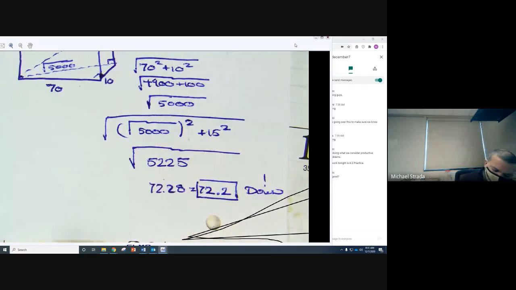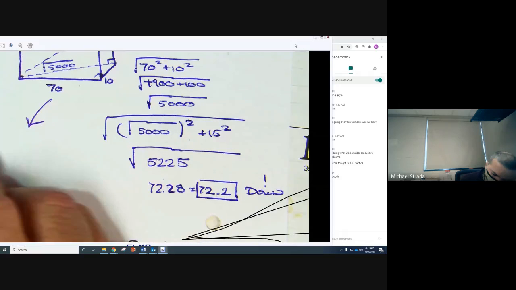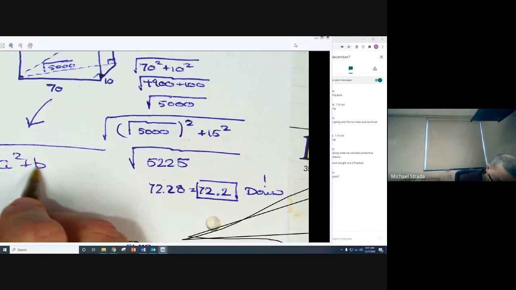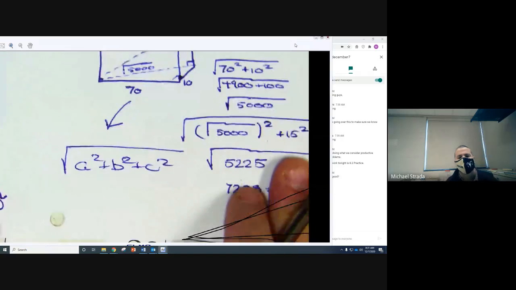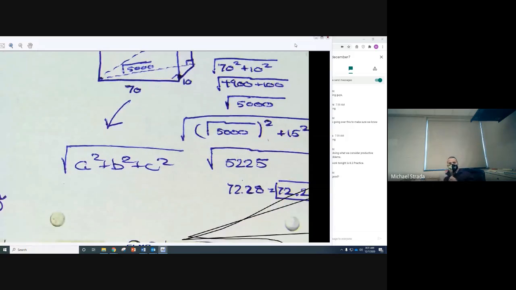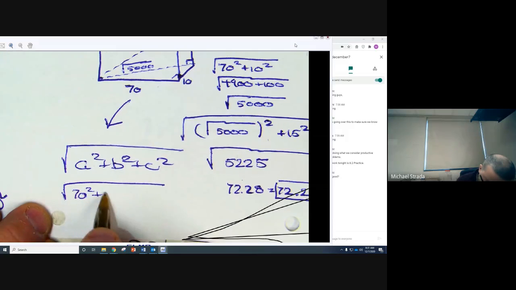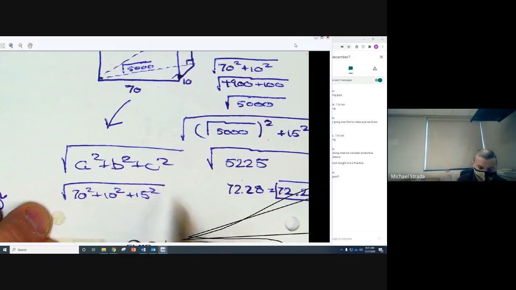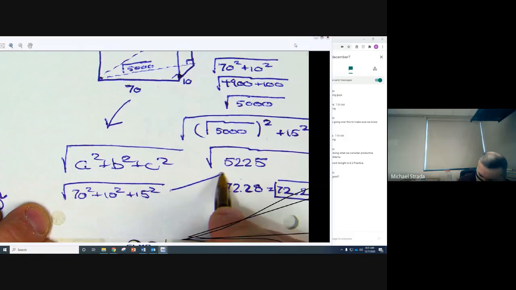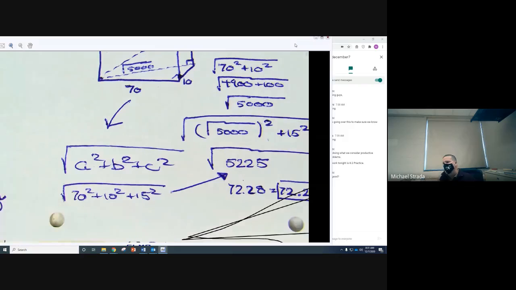Okay, now idea number two. If you want a quick and easy way of doing it, that's the formula you use. The square root of A squared plus B squared plus C squared. So in this case, it would be the square root of 70 squared plus 10 squared plus 15 squared. And if you plugged all those in, guess what you would still have? 5,225. So if and when you get this problem again, all you have to do is that. The main thing is making sure you remember to round down. Everybody good?